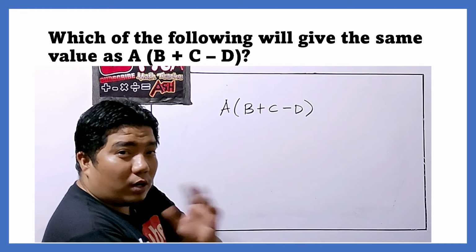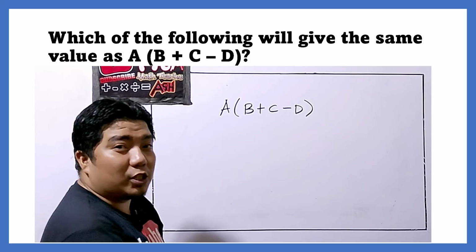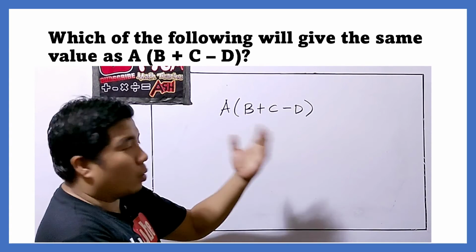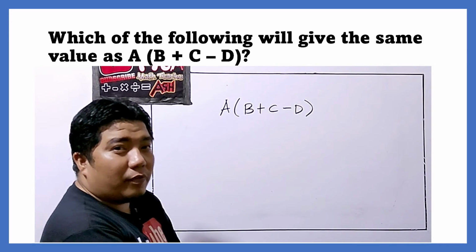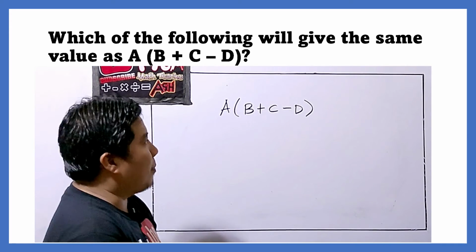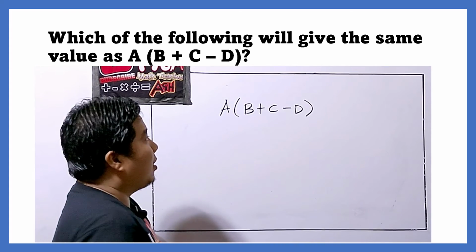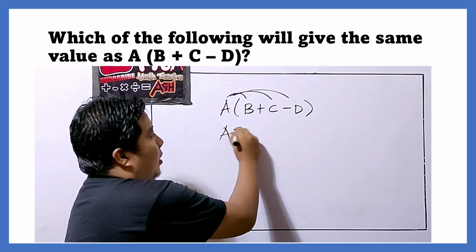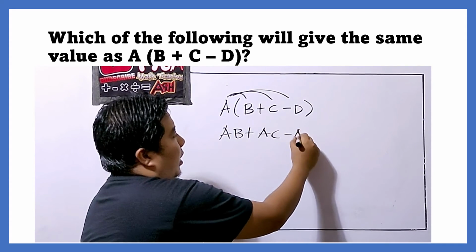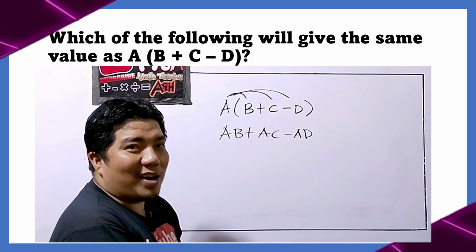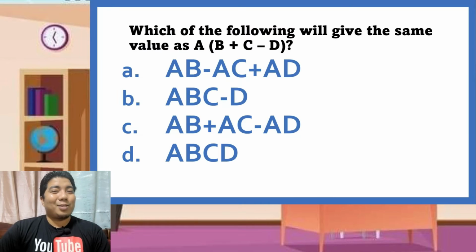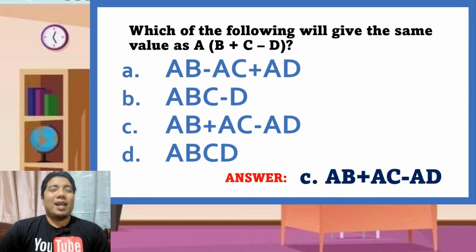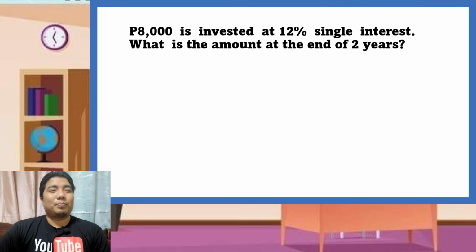Why? Because there is no need for us to solve, but instead we just need to apply a certain property. Now, we have here A times the quantity B plus C minus D. Of course, if variables are different, you cannot simplify them. But you can eliminate the quantity here by distributing the factor outside, giving you AB plus AC minus AD. Alright. Okay, my dear math learners, I hope you got this one right. The correct answer is letter C, AB plus AC minus AD. Very easy, right? Now, let us go to the next problem.